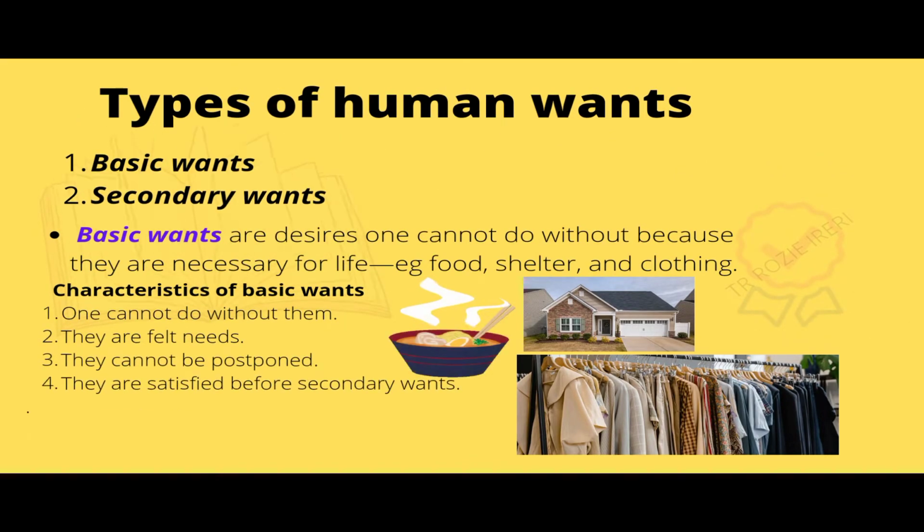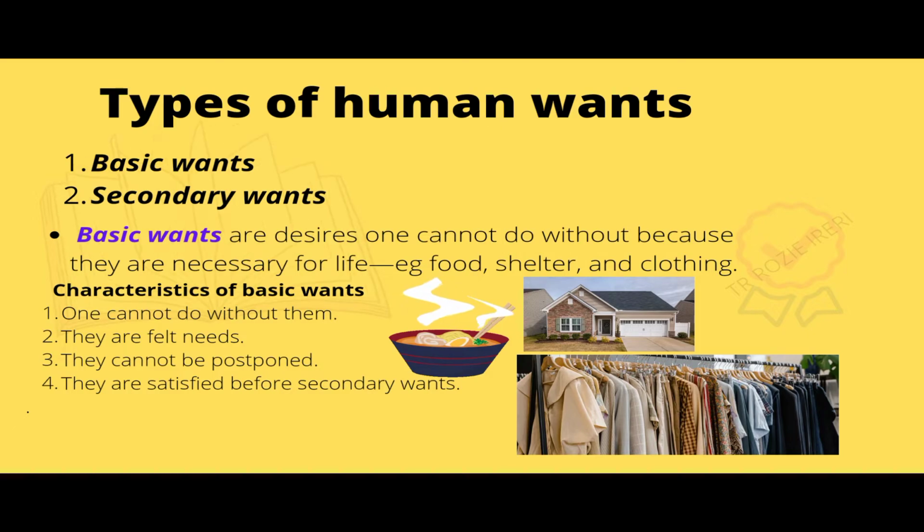We have two types of human wants, that is basic and secondary wants. Basic wants are the desires one cannot do without because they are necessary for survival. They are necessary for life. For instance, food, shelter, and clothing. What are characteristics of basic wants? You cannot do without them. You can feel them. They cannot be postponed and they are satisfied before secondary wants.